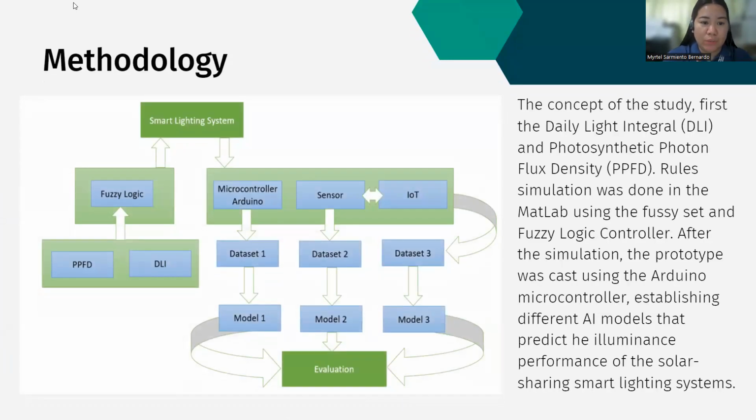Methodology. We start with the PPFD and DLI, run into the fuzzy logic that leads to the smart lighting systems. The smart lighting system controls have a microcontroller, Arduino, sensors, and the IoT. We gathered data sets, and these data sets provide us different models for further evaluation.